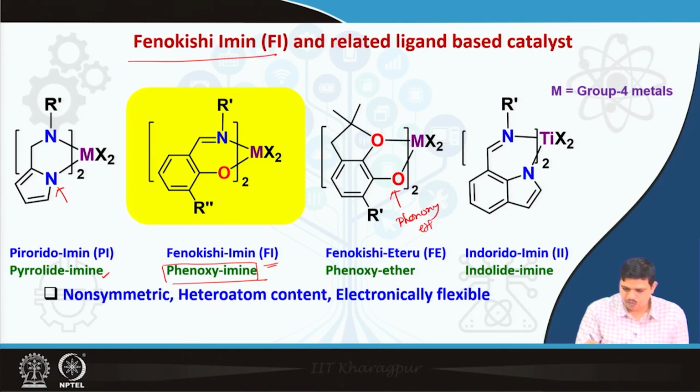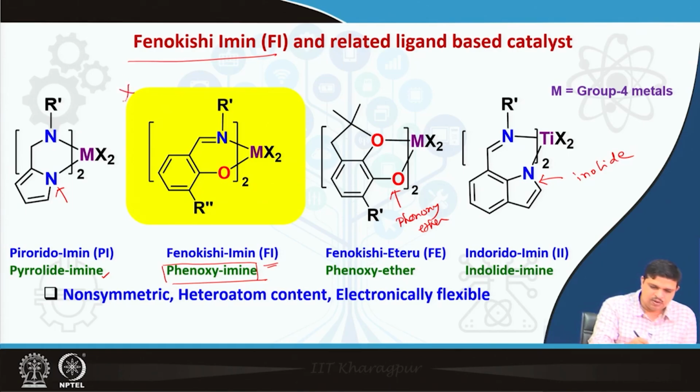This is called the FE type catalyst, and here you will see the indolide imine. This is the indole, so this is the indolide imine. This is called the II. Apart from these four categories, the phenoxyimine is quite popular and gives good activity.